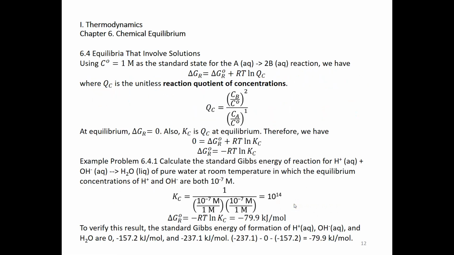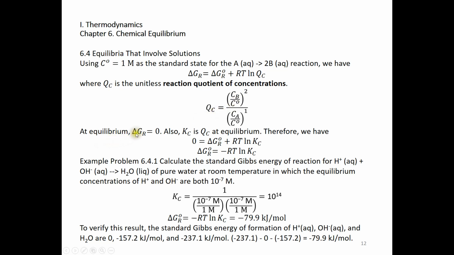Again, if we use 1 molar as the standard state for this reaction in aqueous solution, we have this equation. The Gibbs energy of reaction is the standard Gibbs energy of reaction plus RT times the natural logarithm of Q sub C. Q sub C is the reaction quotient of concentrations. Q sub C is unitless because whenever you have a concentration in an aqueous solution, it has a unit. In this case, the unit is molar, but you need to divide that concentration by C naught, which is 1 molar. That's why there's no unit in Q sub C.